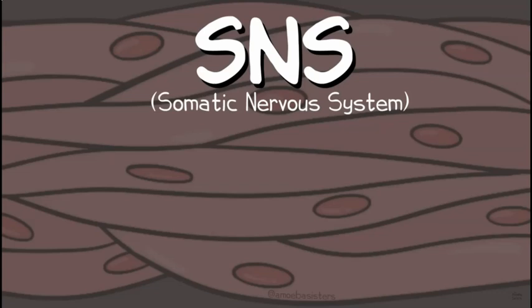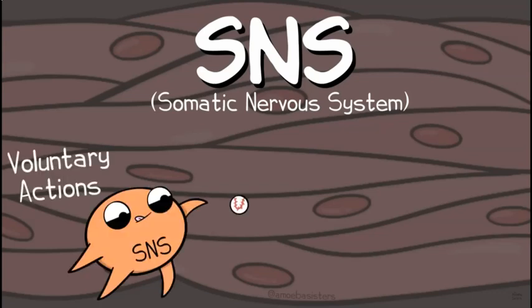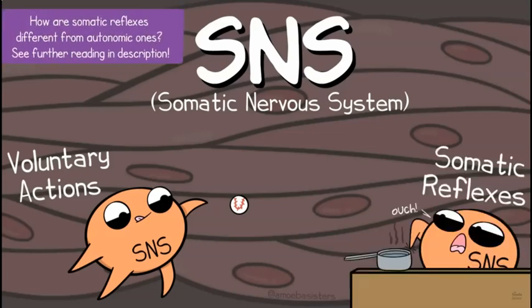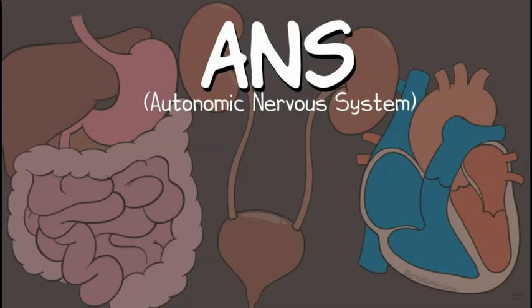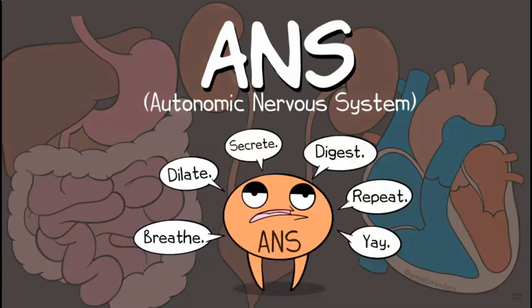The SNS is involved with motor functions of skeletal muscle. This will include voluntary actions under conscious control, but also somatic reflexes and involve skeletal muscle. The ANS is all about what's going on in the internal environment in regard to gastrointestinal or excretory or endocrine or smooth or cardiac muscle, and it also includes autonomic reflexes.